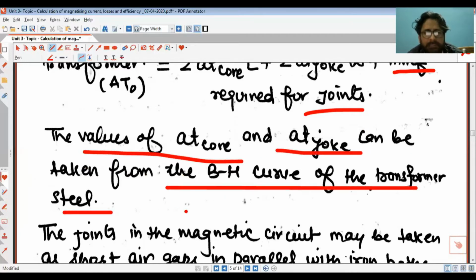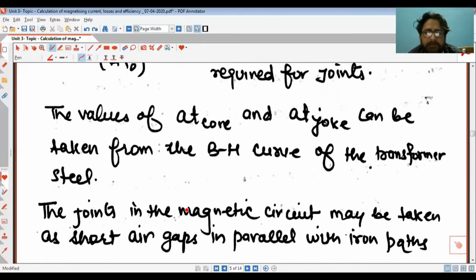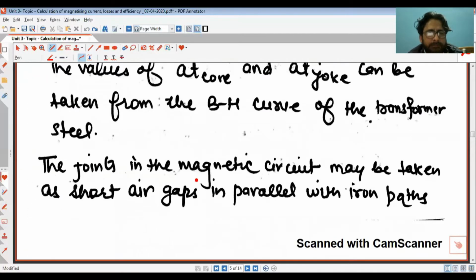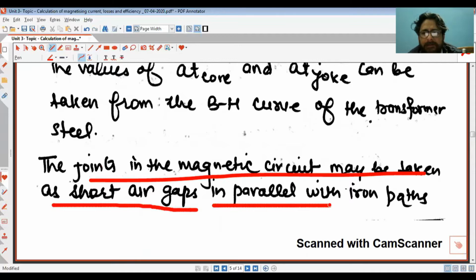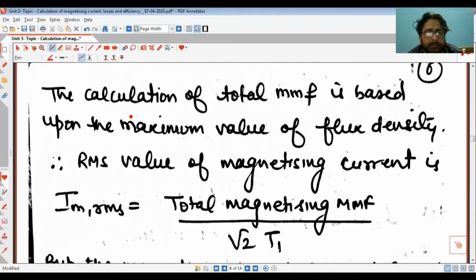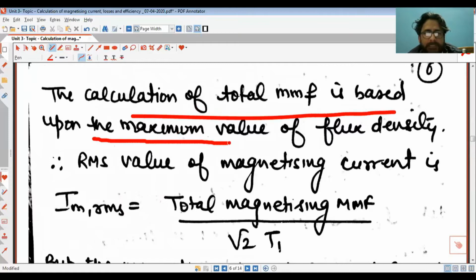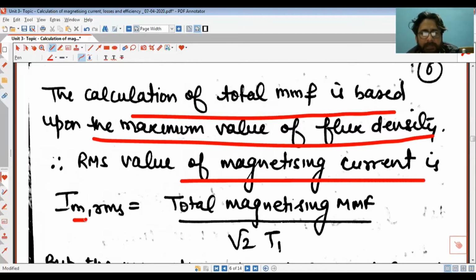So these are the specifications basically. Okay. So the joints in the magnetic circuit may be taken as short air gaps in parallel with the iron paths. Now the calculation of total MMF is based upon the maximum value of flux density, right? So the RMS value of magnetizing current here will be I_m, comma RMS, is equal to total magnetizing MMF required, okay, total MMF required, divided by root 2 T1.